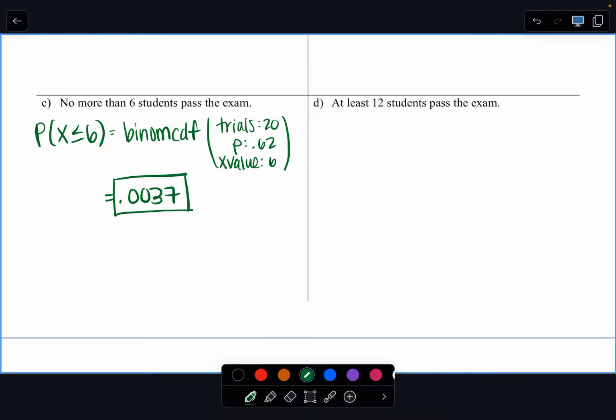So I have 0.0037. So B and C kind of did the same thing. D is the one that's a little bit different. If I say at least 12, does that include 12?